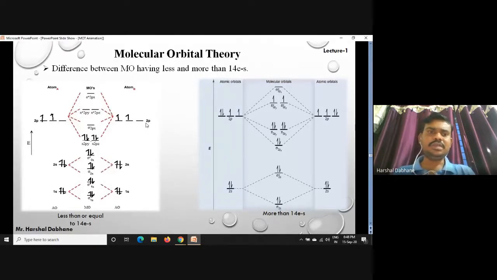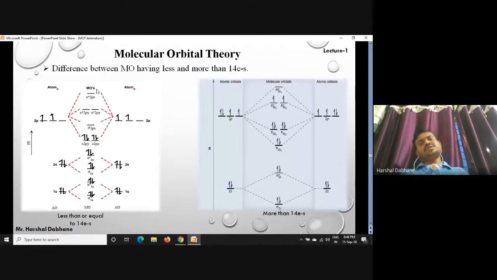These three, sigma 2px, pi 2py and pi 2pz, are the bonding molecular orbitals, which have less energy. The other three are pi star 2py, pi star 2pz, and sigma star 2px. These are the antibonding molecular orbitals.